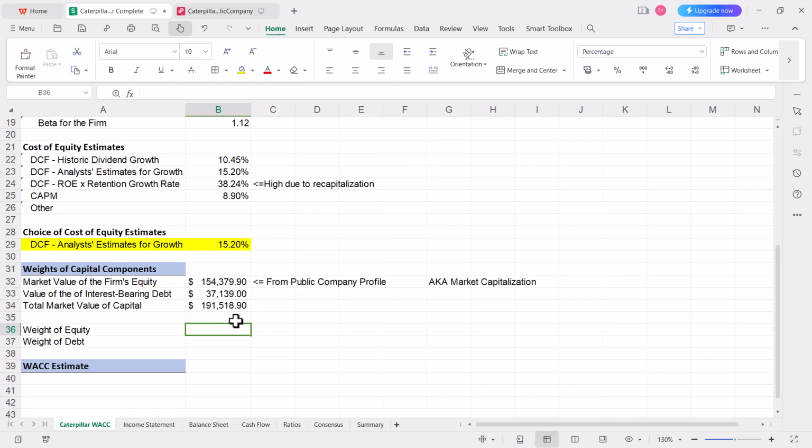$191,518.9. The weight of equity is going to be equal to the market value of the firm's equity divided by that total market value of capital. So it's 80.61%. And then the weight of debt is equal to 37,139 divided by 191,518.9. Note that the sum of these two numbers is 100%. So that's what you need to get whenever you calculate these. So now we have our weight of equity and our weight of debt. And I'm going to go back over to the notes now.